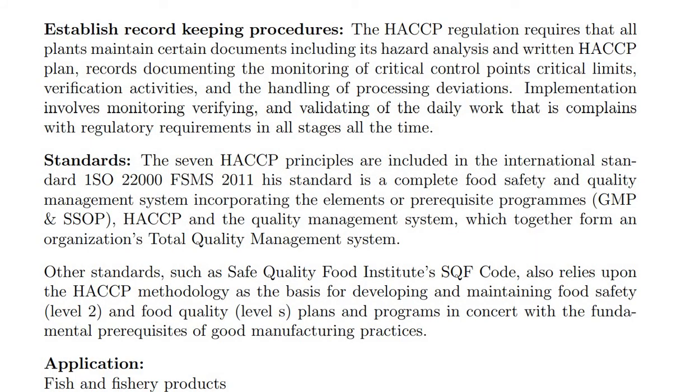So what is establishing record-keeping procedures? The procedures for record keeping are established in the HACCP. The HACCP regulations require compliance by maintaining certain documents, including the hazard analysis and written HACCP plan, records documenting the monitoring of critical control points, critical limits, verification activities, and the handling of processing deviations. Implementation involves monitoring and validating the daily work to ensure compliance with regulatory requirements in most cases.